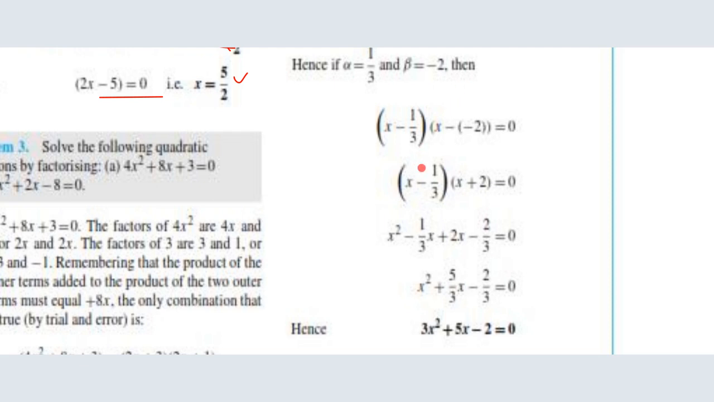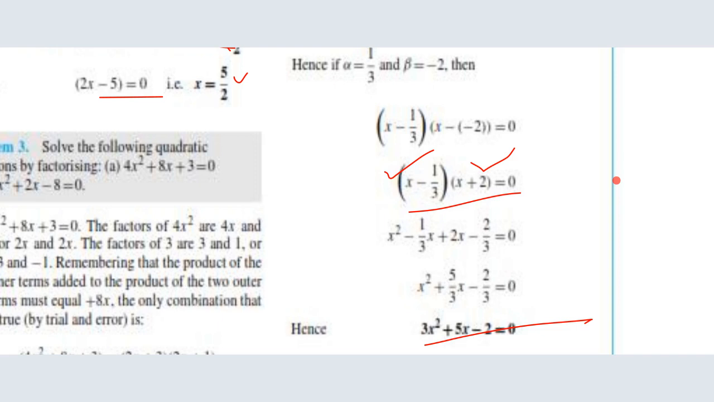So we'll have this as one of the roots, then we'll have this as the other root. Then you just do the normal multiplication of opening up brackets from your basic mathematics, then you'll be able to obtain your equation from that end as 3x squared plus 5x minus 2 is equals to 0.